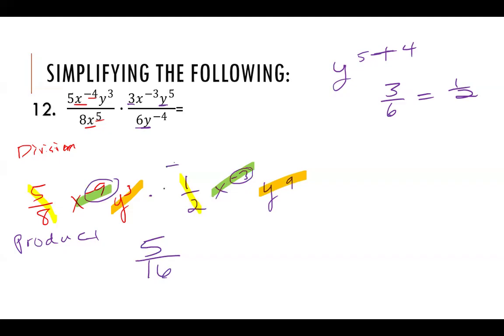I'm going to add them. So I have x to the negative 9 plus x to the negative 3. What does that give me? X to the negative 12. Okay. Product rule again. Y to the 3, y to the 9. So we have 3 plus 9. What does that give me? A positive 12.